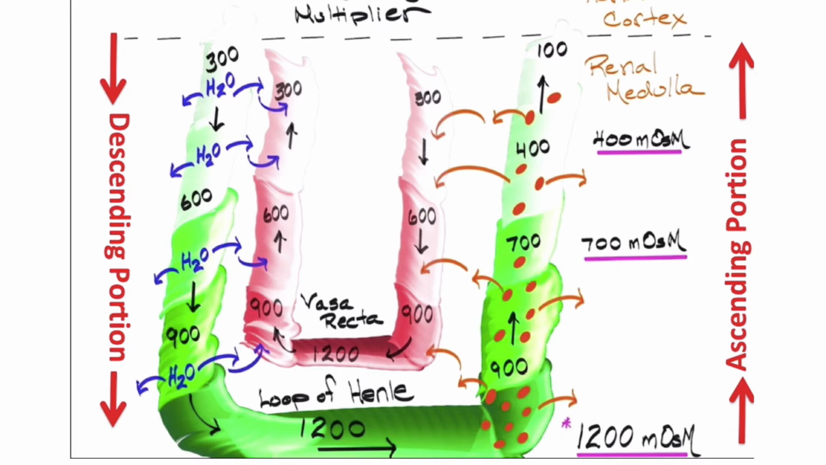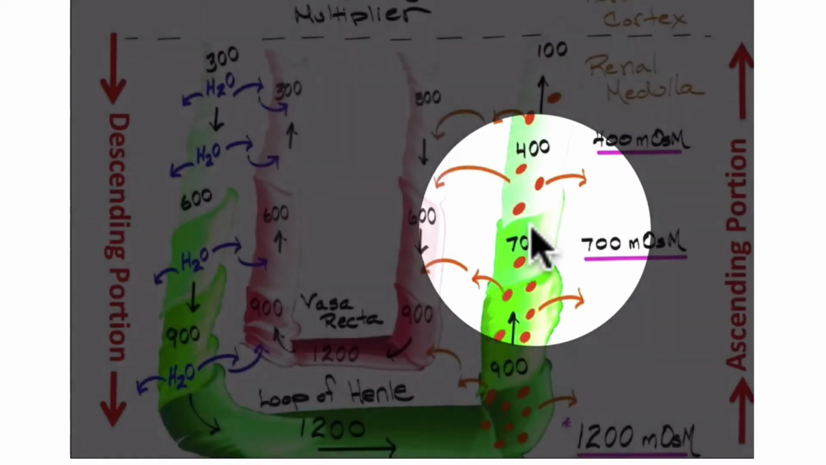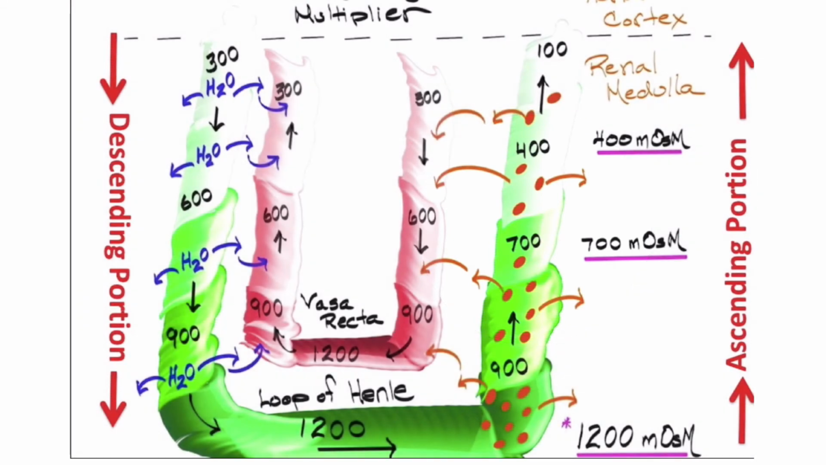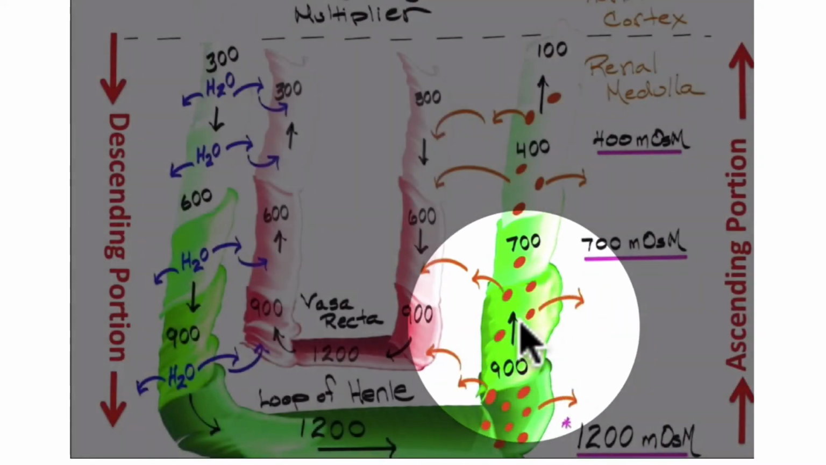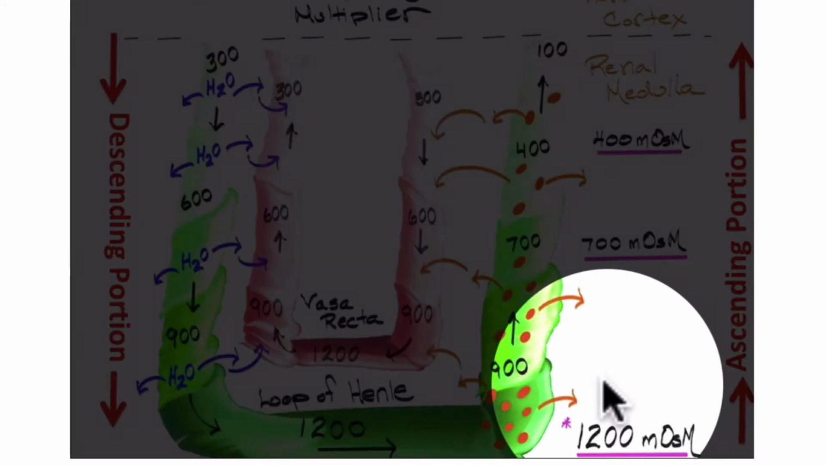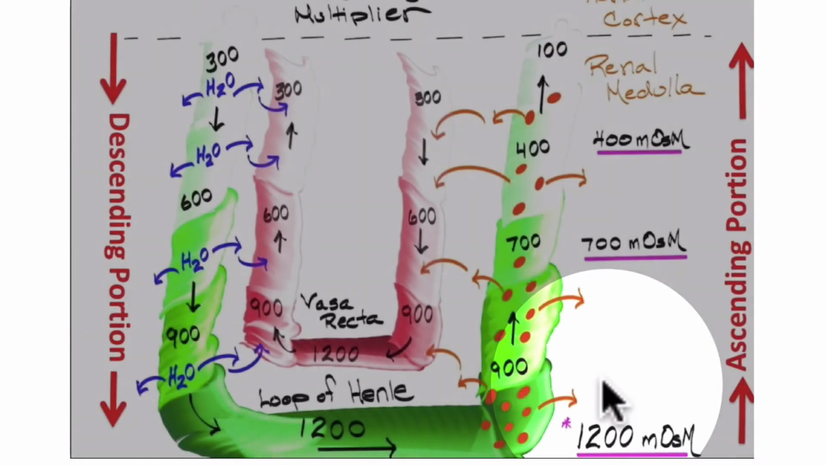When we look over on the right side to the ascending portion of the loop of Henle, water is not permeable. It cannot cross the tubule cells to get into the renal interstitium. But solutes can, and that's what we see. Solutes are leaving the ascending portion of the loop of Henle, and it is these solutes that are going to make the renal medulla hyperosmotic, highly concentrated in solutes.